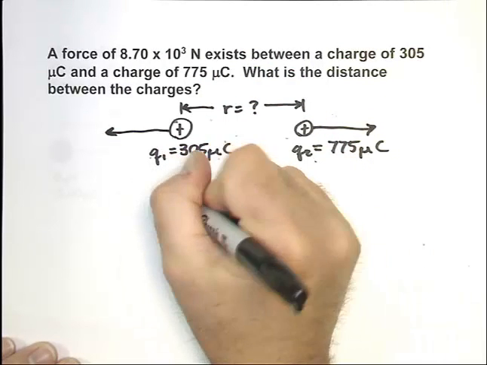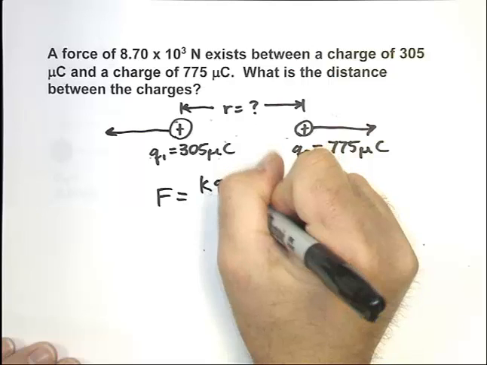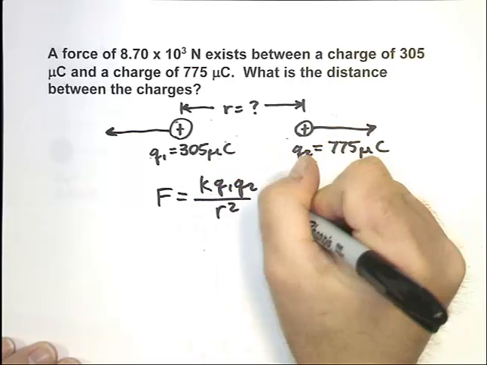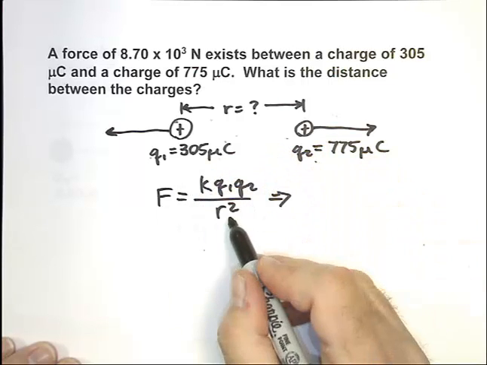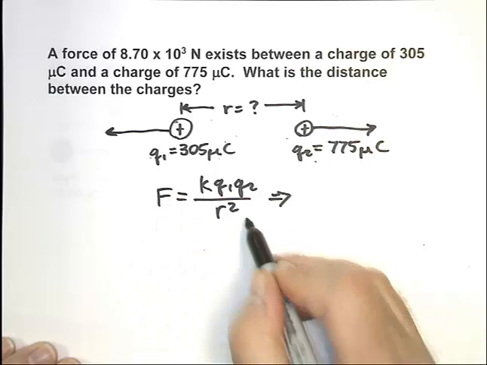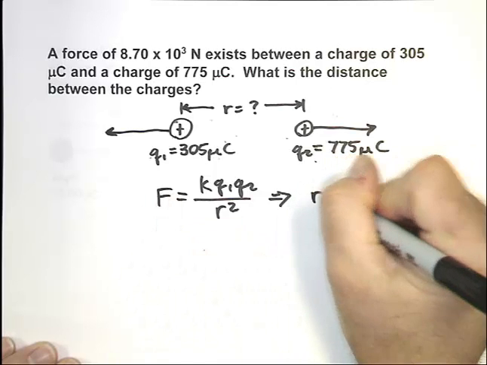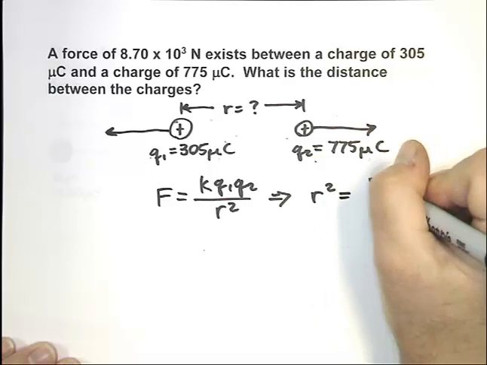Okay, the force equation is K Q1 Q2 over R squared. So if I multiply both sides by R squared and divide both sides by F, get this look at.